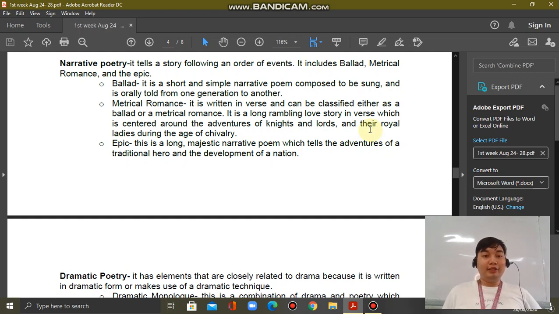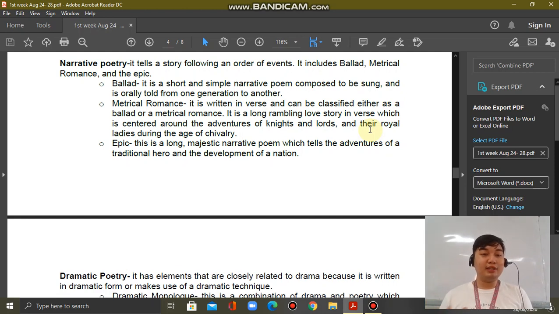Okay. And then next is metrical romance. It is written in verse and can be classified either as a ballad or metrical romance. So an example of this is King Arthur and the Knights of the Round Table. It tells the story about knights, about their lovers, etc.